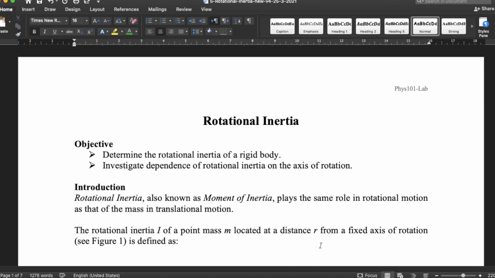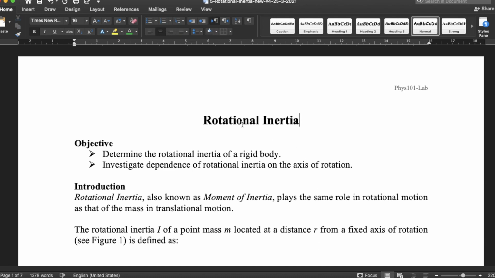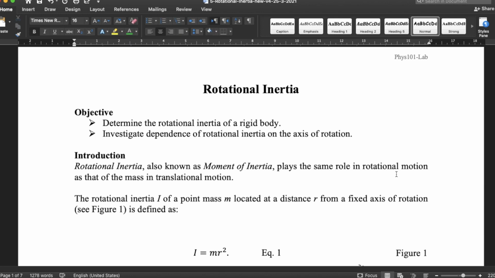Our experiment for this week is going to be about rotational inertia. And recall that rotational motion is analogous to translational motion, such that the moment of inertia I plays the role of the mass, and the torque plays the role of the force, and the angular acceleration plays the role of linear acceleration, and so on.